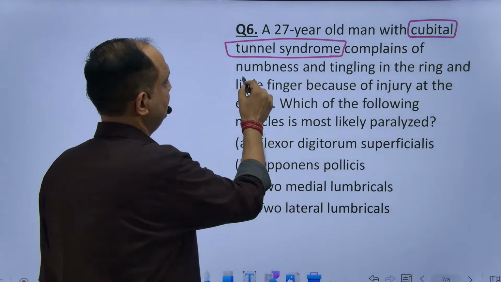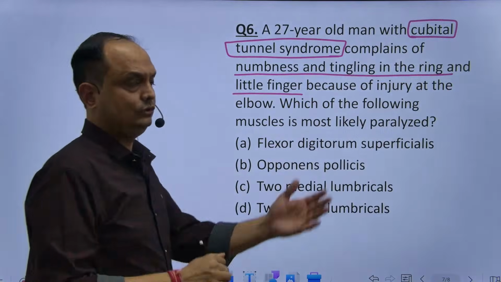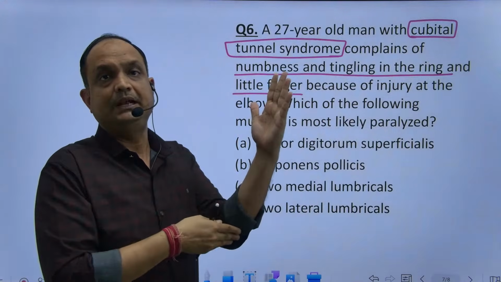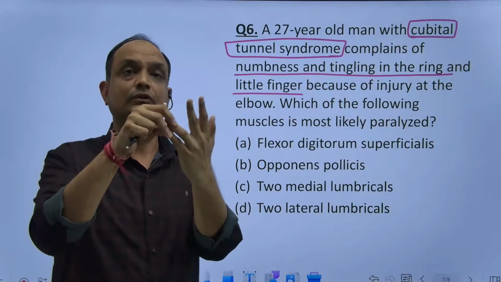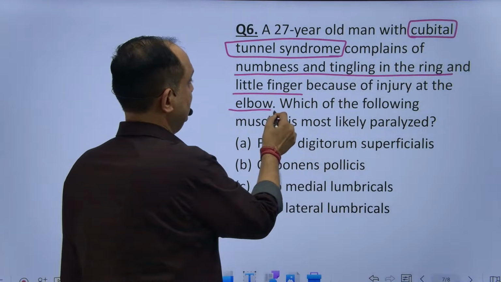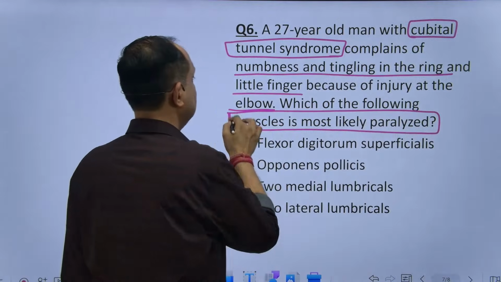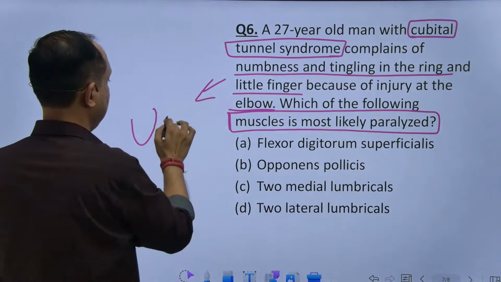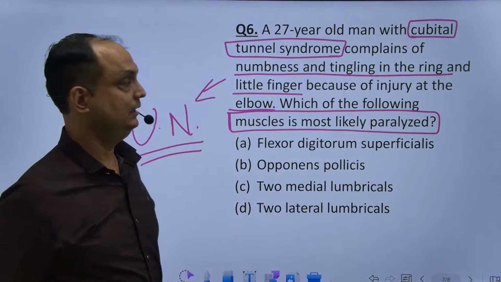If this patient complained of numbness and tingling in the ring and little finger, this area is supplied by the ulnar nerve. So these two fingers are having the tingling and numbness because of the injury at the elbow. Which of the following muscles is most likely paralyzed? So you are dealing with the ulnar nerve first. Now you have to find out which muscle is supplied by the ulnar nerve.